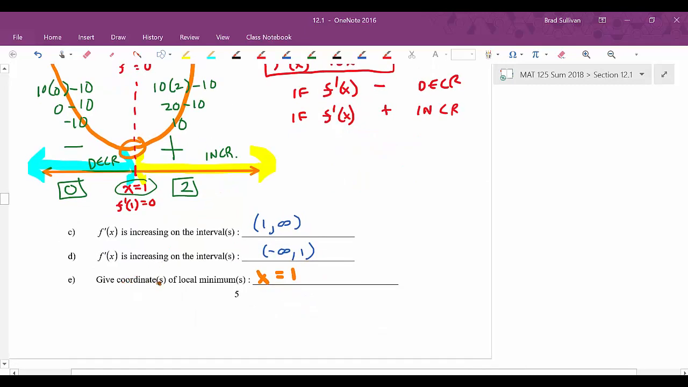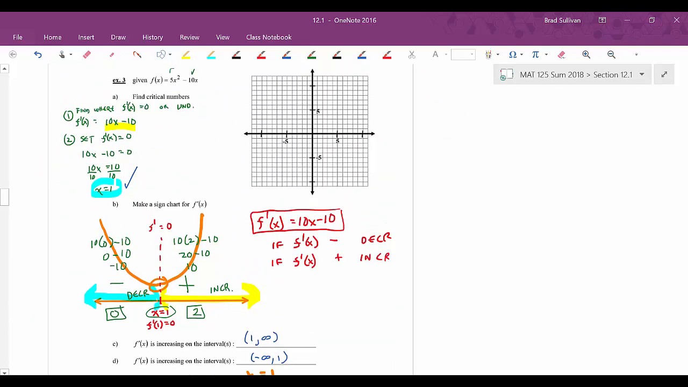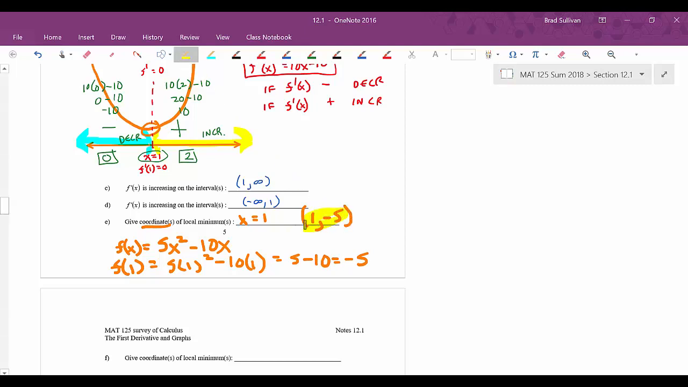Okay, now they're asking for the coordinates. So that means you need to take the function, which again is f of x is 5x squared minus 10x. And then we need to go ahead and just plug in that 1. So we'd have 5 times 1 to the second minus 10 times 1, which would be 5 minus 10. That would be negative 5. So you would get the point (1, negative 5) as the coordinate of your local minimum.